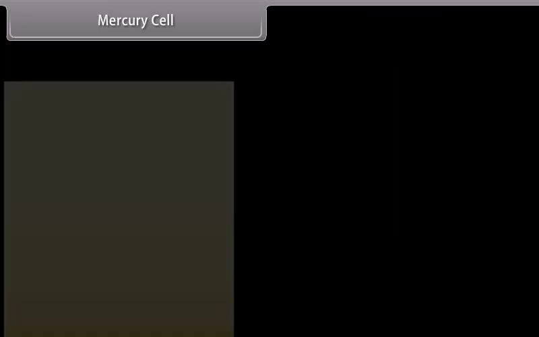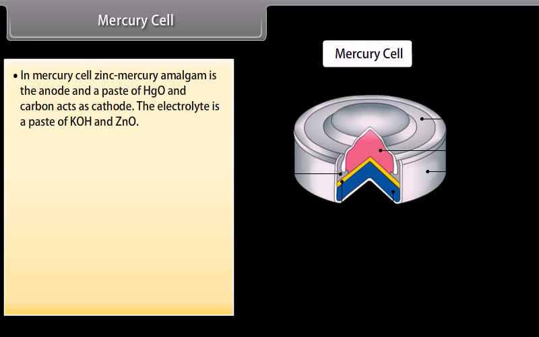Mercury cell. In the mercury cell, zinc mercury amalgam is the anode and a paste of HgO and carbon acts as the cathode. The electrolyte is a paste of KOH and ZnO. They produce a constant voltage of 1.35 volt during their discharge.